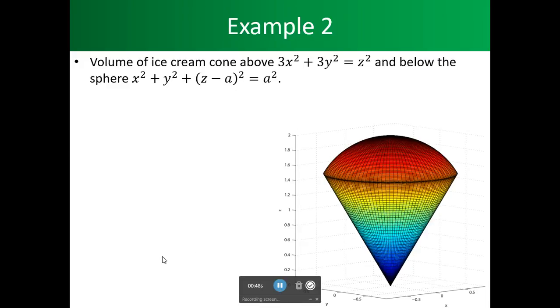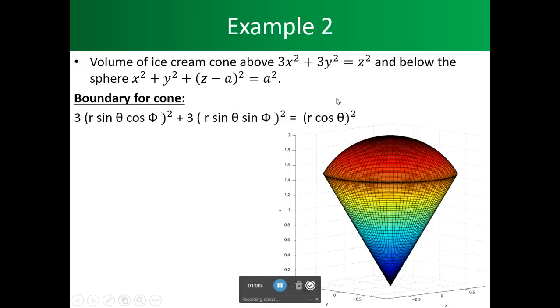So what do we do? We've got to start finding these boundaries, right? Let's start with the boundaries for the cone first, which we have right here. So we're going to plug in what? R times the sine of theta times the cosine of phi, that quantity squared for x. For y, we're going to plug in R times the sine of theta times the sine of phi, that quantity squared. And for z, we have R times the cosine of theta, that quantity squared.